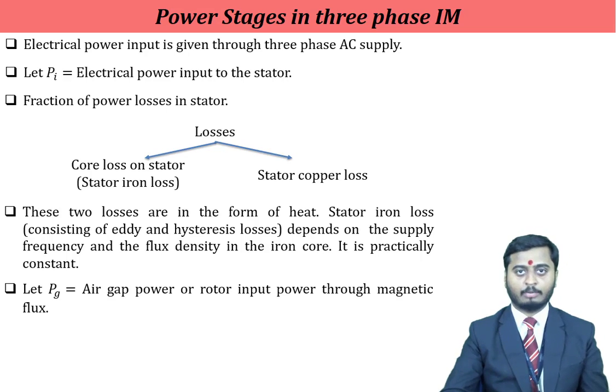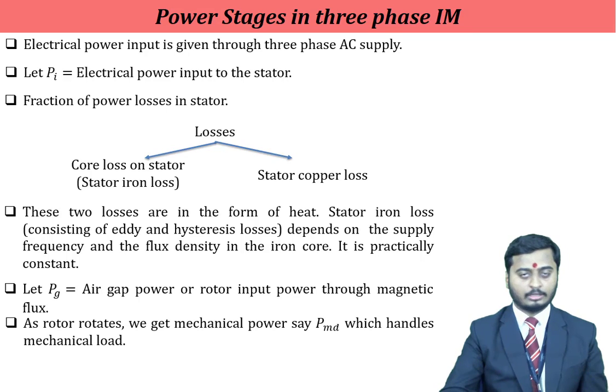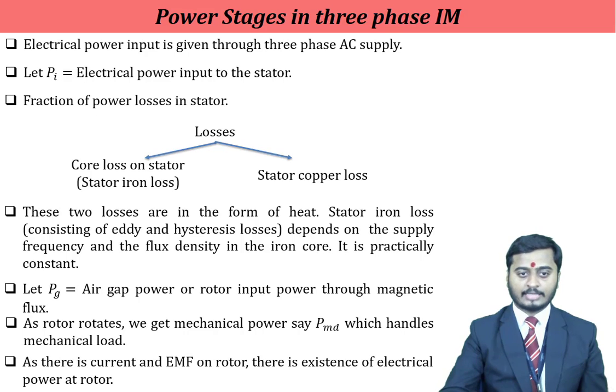Let's have a look at another power. Let PG be the gap power, G for gap and P for power, also called the rotor input power, which is transferred through magnetic flux. Now as the rotor rotates, we get some mechanical power. Let that mechanical power be denoted as PMD, that is mechanical power developed, which handles the actual mechanical load. As there is a current and EMF generated on the rotor, there is electrical power at the rotor also.